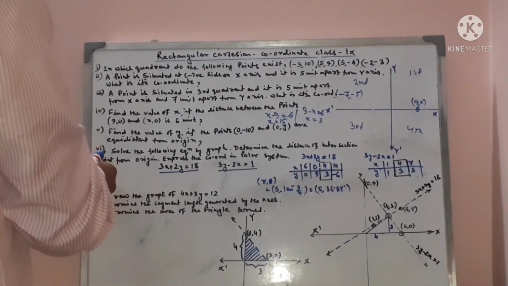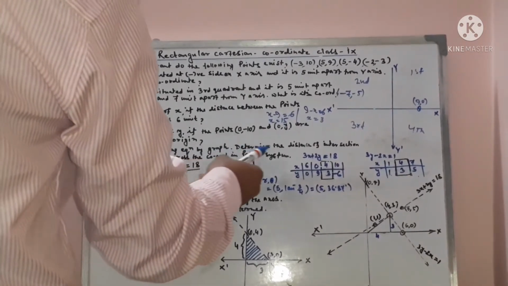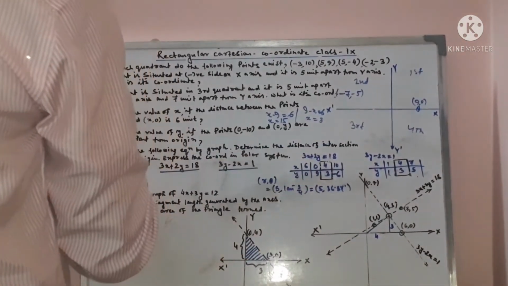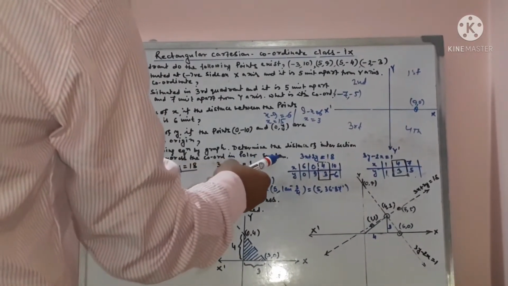Now the sixth question is, solve the following equations by graphs, determine the distance of the intersection point from the origin, and express the coordinates of the point in the polar system.